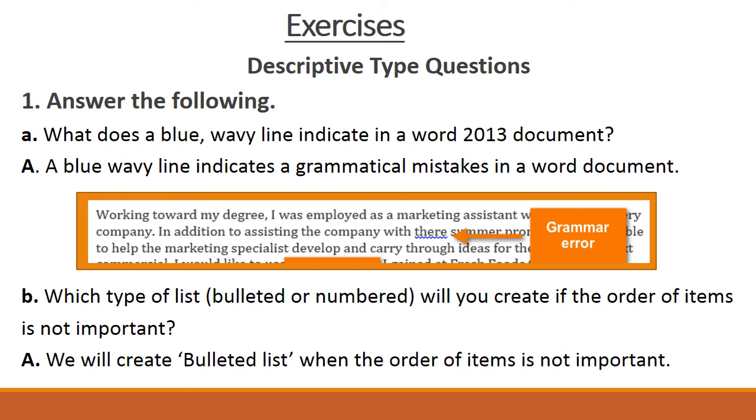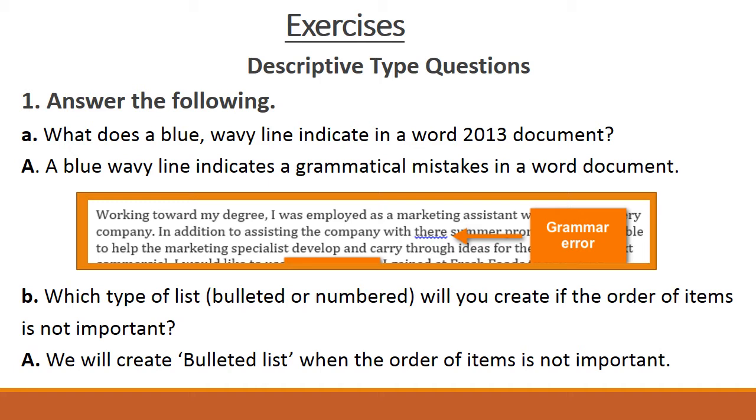Descriptive type question. Question number 1, answer the following, and the A part is: what does a blue wavy line indicate in a Word 2013 document? And the answer is: a blue wavy line indicates a grammatical mistake in a Word document. Below is an example for you. Here is a word that is underlined by a blue wavy line, that is indicating actually a grammatical error.